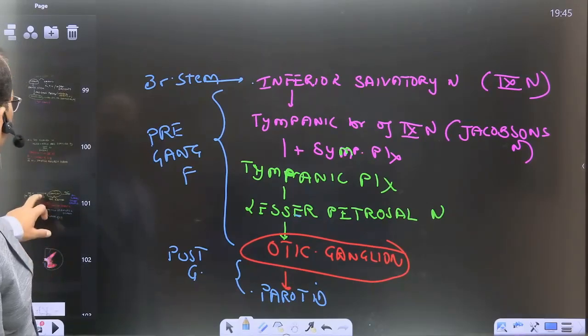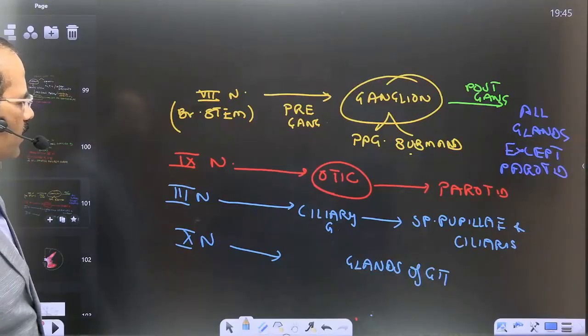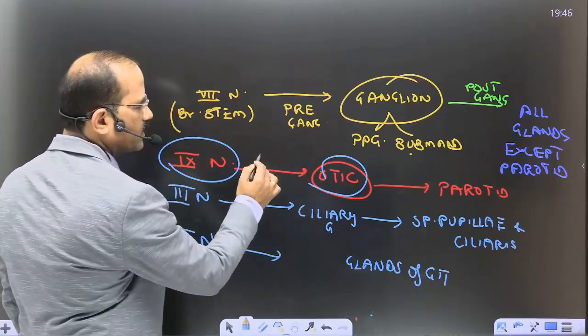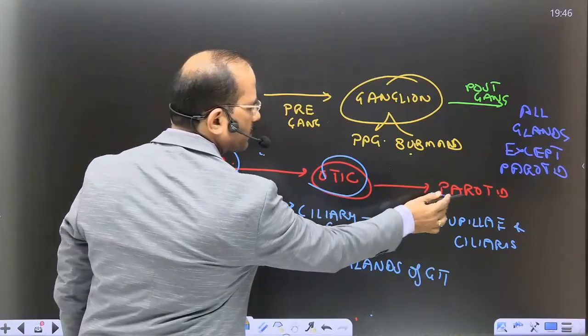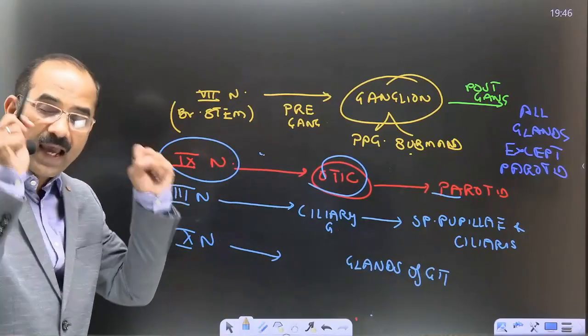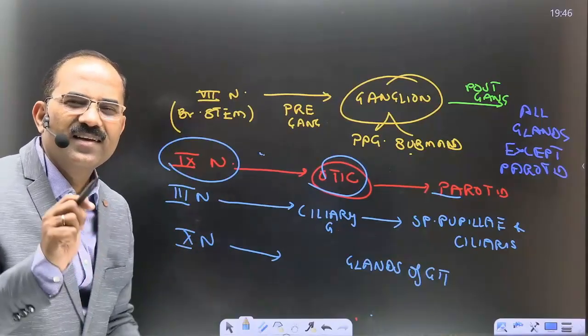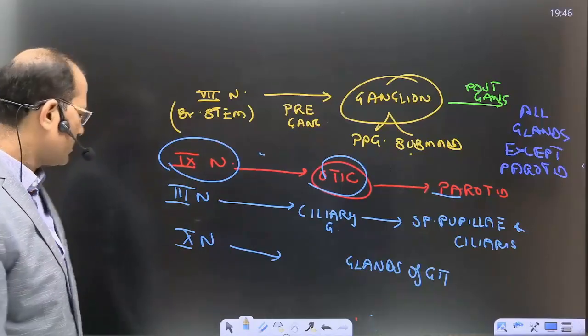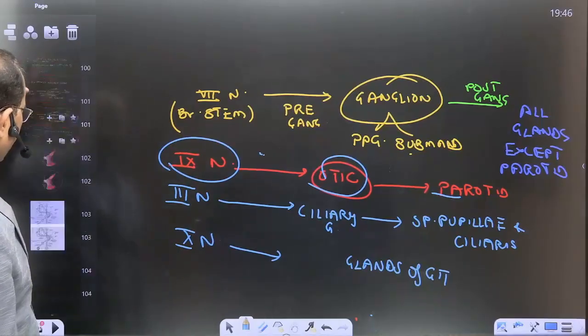Okay. Look, this was the slide. The ninth nerve begins from the brainstem. The ninth nerve goes to the otic ganglion. These are the preganglionic fibers. The postganglionic fibers supply the gland. That's the functional relation. And this otic ganglion is hanging from which nerve? Mandibular nerve. That is its structural relation. Structural. Clear, students?